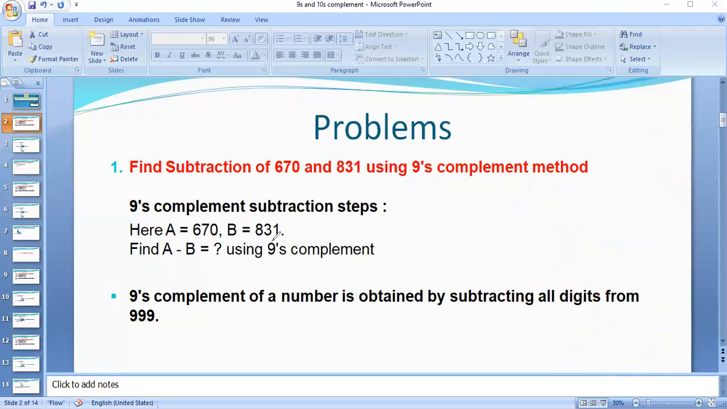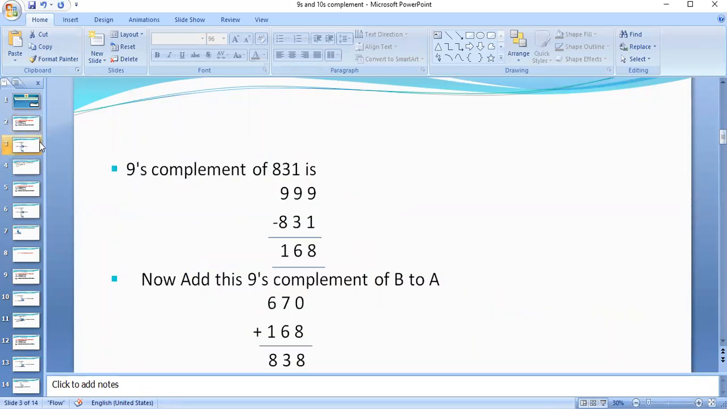Okay, see here. Next step. So first we have to find the 9's complement. So you have to subtract each digit from 9. You will get the 9's complement of the subtrahend. So what is the 9's complement of the subtrahend here? 168. After that, what we have to do? Add this 9's complement result to the minuend. So this will be the minuend and this will be the 9's complement result.